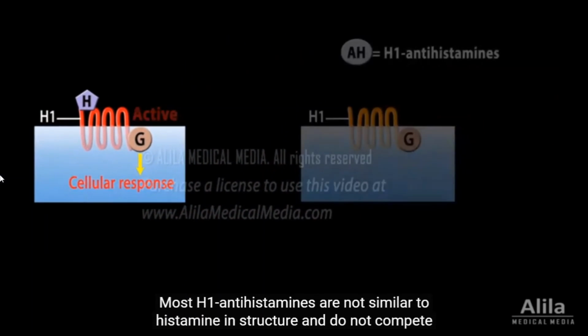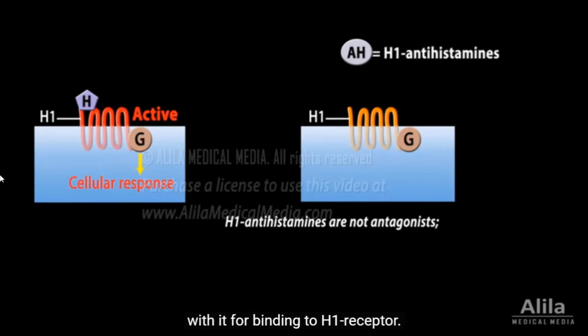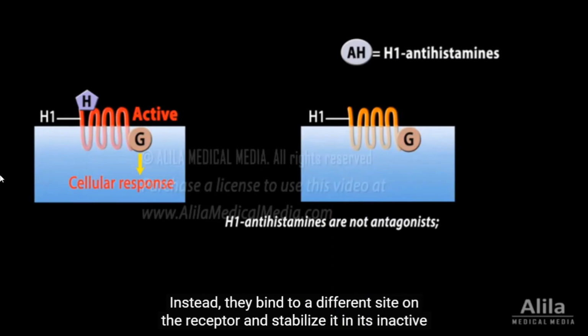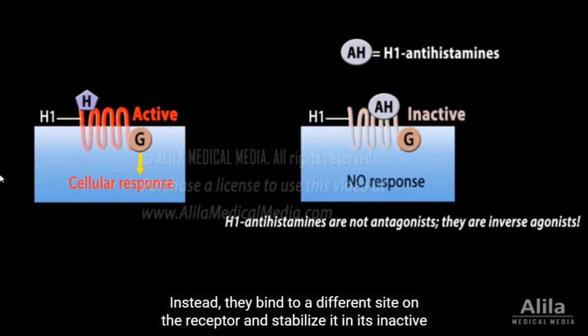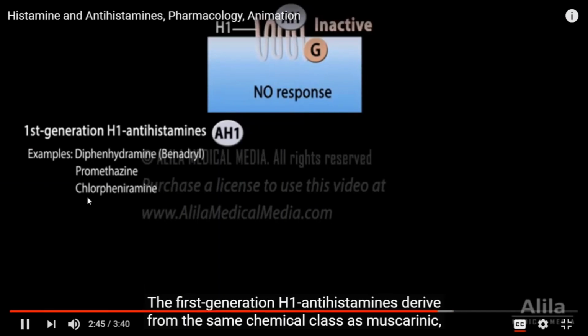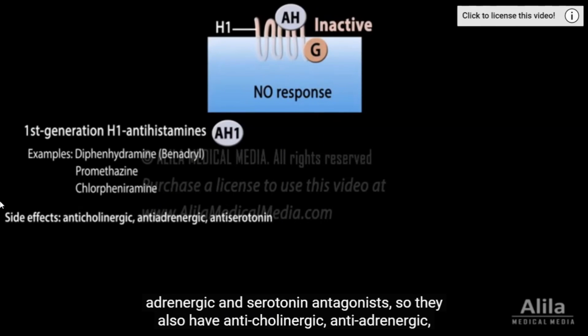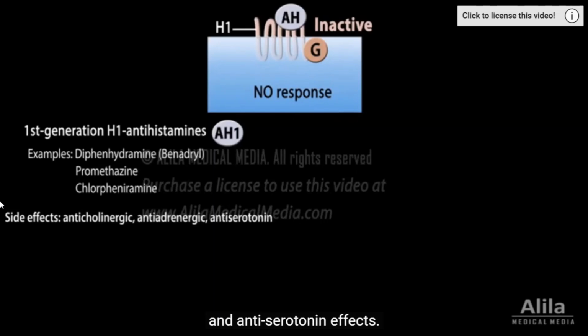Most H1 antihistamines are not similar to histamine in structure and do not compete with it for binding to the H1 receptor. Instead, they bind to a different site on the receptor and stabilize it in its inactive state. The first generation H1 antihistamines derive from the same chemical class as muscarinic, adrenergic, and serotonin antagonists. So they also have anticholinergic, antiadrenergic, and antiserotonin effects.